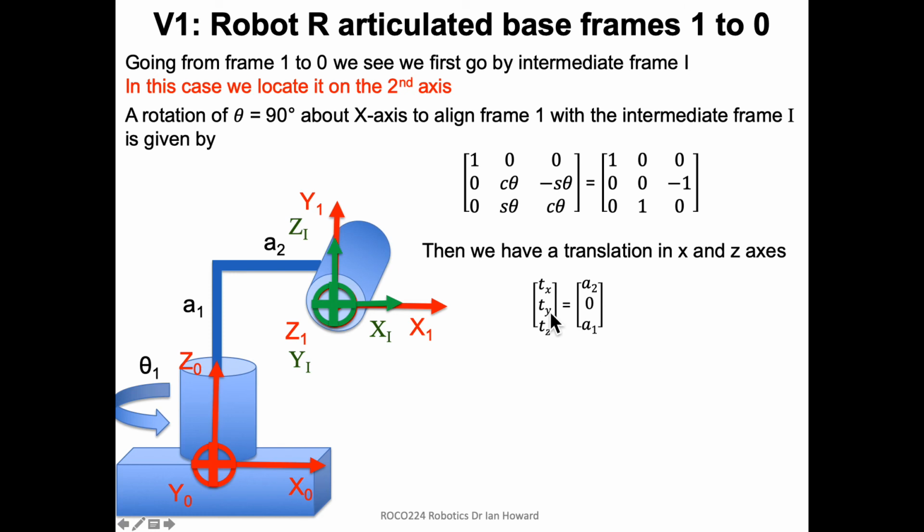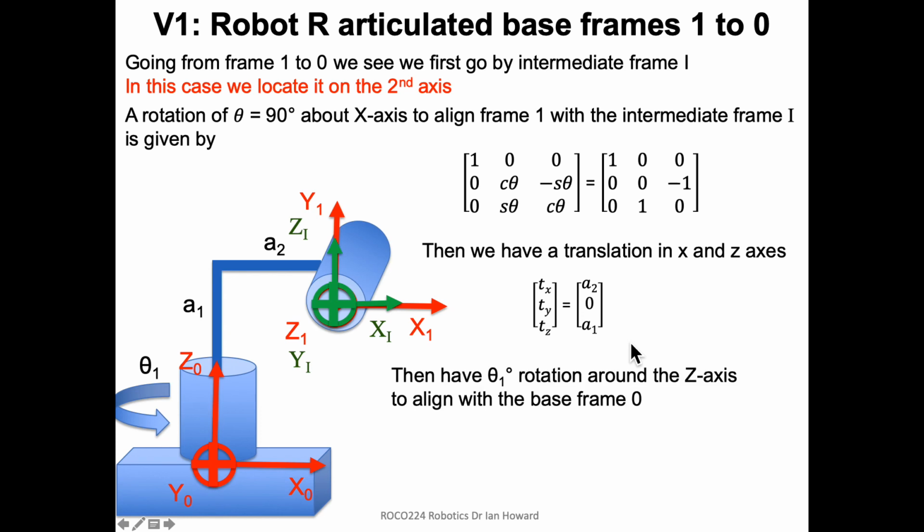So there's no y component of the translation, but there's an A1 translation along z. So we have to put A2, 0, A1 in order to get the translations to work. Finally, we're going to have a rotation around Z0 as well, right? So we're going to have a rotation around the base by θ1 around the z-axis. So we can put in our rotation matrix for that as well.